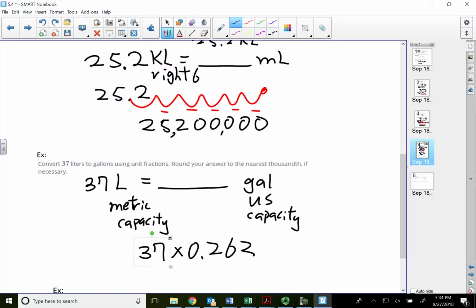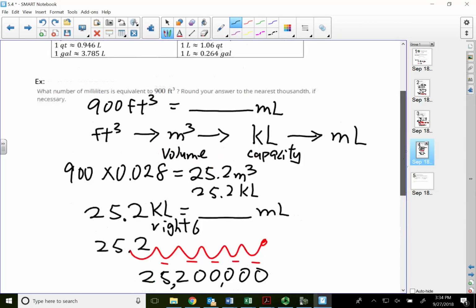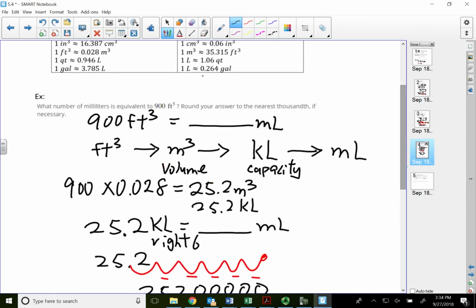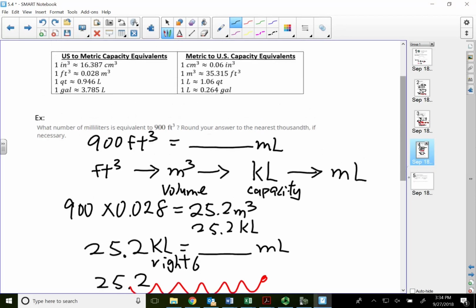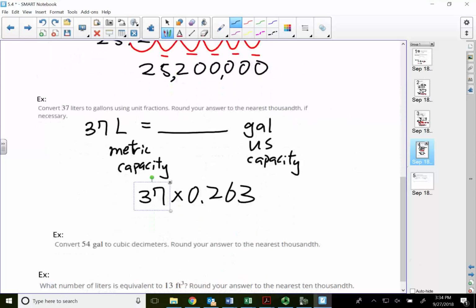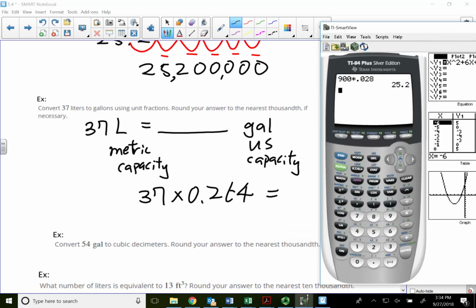So when you don't see the direct conversion, then you've got to think about who I need to go through before I can reach my destination. 0.264. All right, so that's 37 times 0.264. That's about 9.768, rounded to the nearest thousandth, so that will be 9.768.